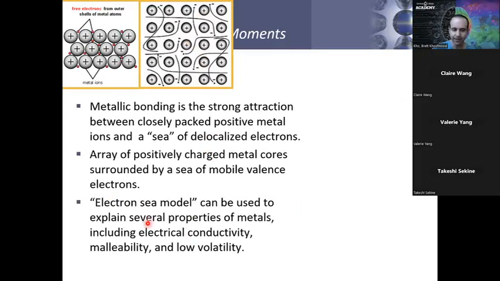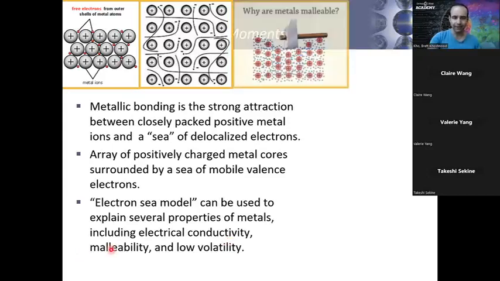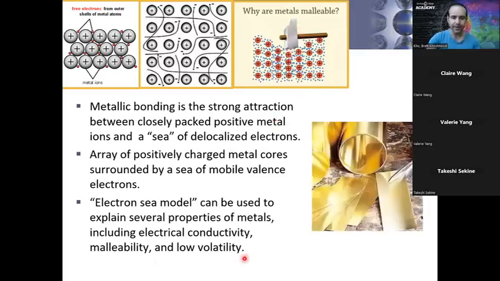You guys have all dealt with metals in real life. You recognize that they have things like electrical conductivity, right? Electricity is very easily able to pass through them, right? Malleability. What is malleability? We want to cut through it with a sledgehammer. We can actually do that very easily if it is a pure metal, purely transition metal. Okay, and low volatility just basically means it does not react very easily, right?